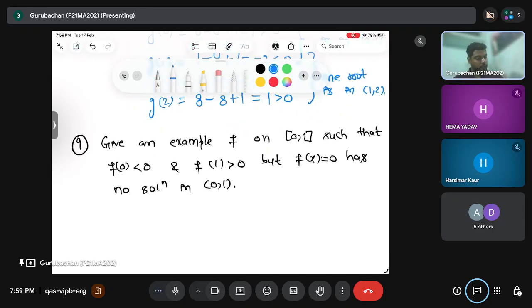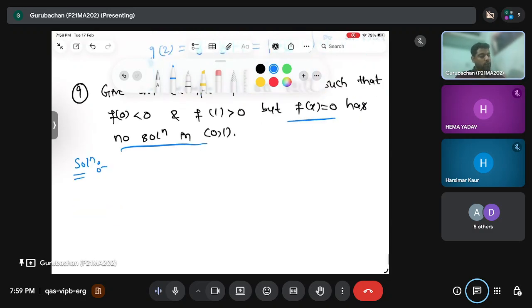So what will be the example? We want f(0) to be negative and f(1) to be positive, but it has no solution. And observe, from the IVT statement, we can guarantee a solution if and only if the continuity is there. So indirectly, it has been asked to form a discontinuous function, because only in that case you can guarantee. So for a discontinuous function, you may simply define 1 and minus 1.